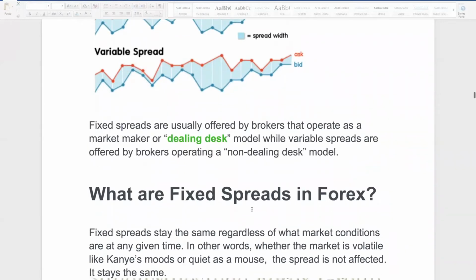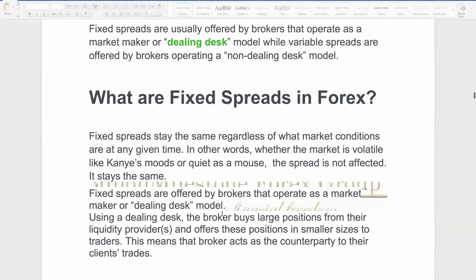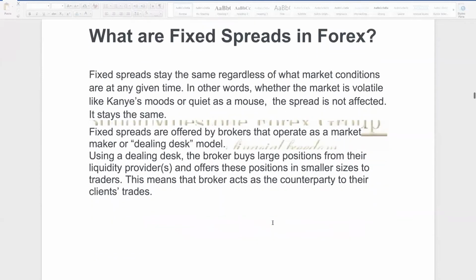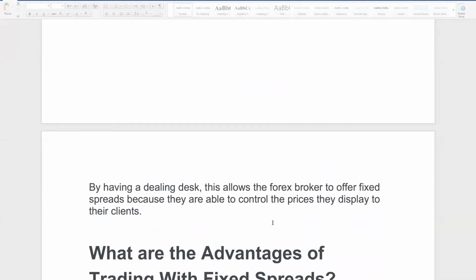What are fixed spreads in Forex? Fixed spreads stay the same regardless of what the market conditions are, as I was saying, at any given time. In other words, whether the market is volatile or it's not moving that much. Fixed spreads are offered by brokers that operate as a market maker or dealing desk brokers. Using a dealing desk, the broker buys large positions from their liquidity providers and offers these positions in smaller sizes to traders. This means that the broker acts as a counterparty to their clients. These types of brokers, I also spoke about, trade against their clients.